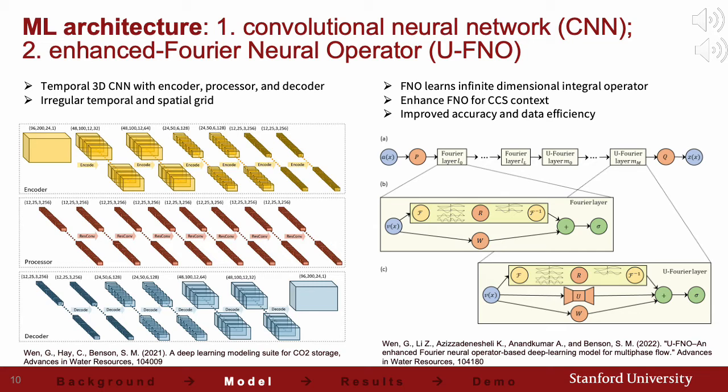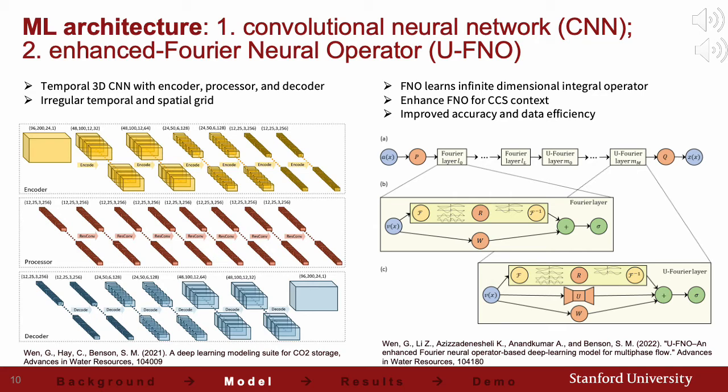The model architecture on the right-hand side is an enhanced Fourier neural operator we named UFNO. UFNO is built upon the Fourier neural operator, and we did this work in collaboration with Caltech and Purdue University. The Fourier neural operator is different from CNN because it learns an infinite dimensional integral operator, compared to CNN, where the model learns a purely empirical input to output mapping. Because the FNO type of architecture learns this infinite dimensional integral operator, it has been proven to be a lot more data efficient in many different problems.